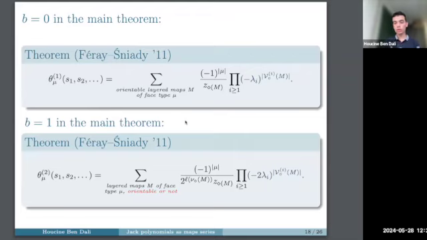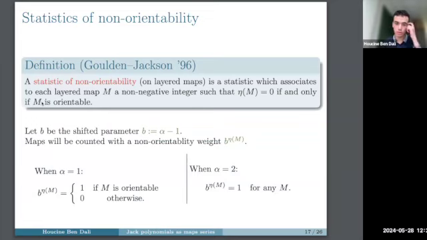Now if you take the main combinatorial formula for Jack characters for any alpha and take alpha equals 1, we get exactly the orientable maps on the right-hand side of the formula. And when we take b equals 1, we have all the maps. This corresponds exactly to the theorem of Ferray-Hanlon about the characters of the symmetric group and the zonal characters.